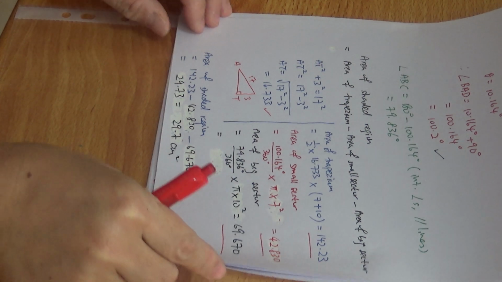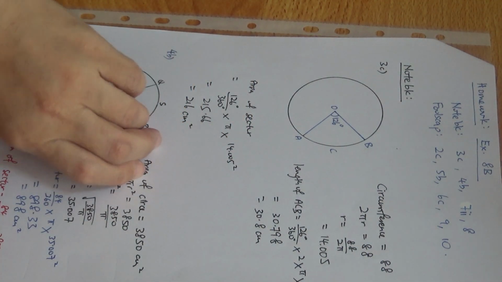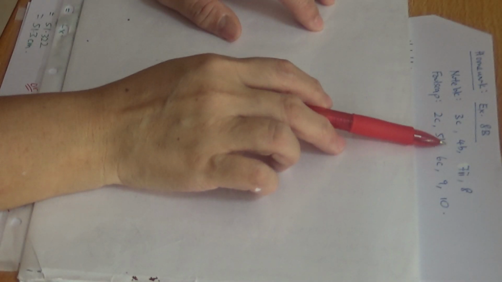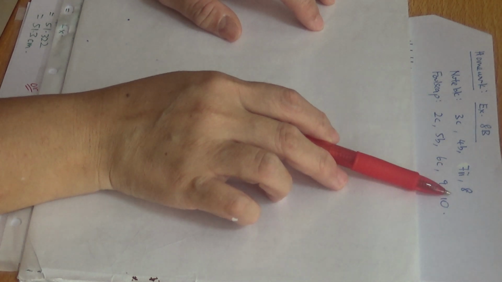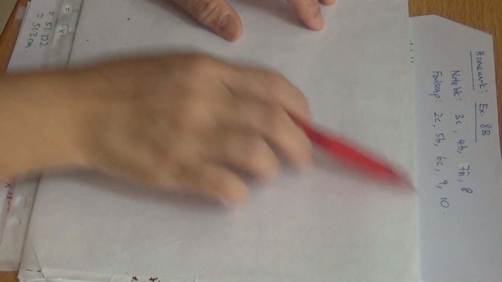Now I'm going to give you your homework for Exercise 8B. There are 4 questions to be done in your notebook, and 5 questions to be done on foolscap paper. In the notebook you're supposed to do 3C, 4B, 7 part 2, 8. Foolscap is 2C, 5B, 6C, 9 and 10.